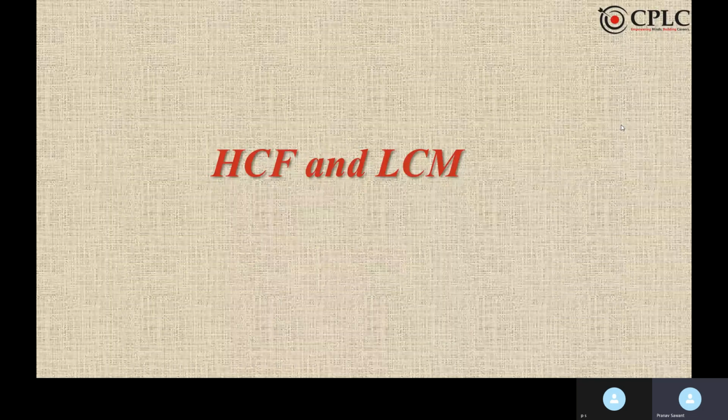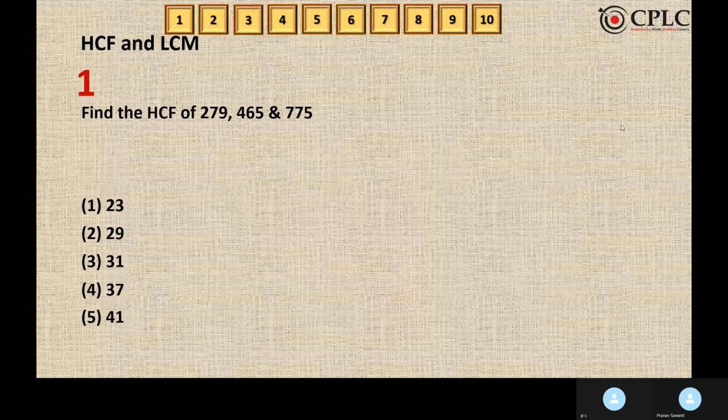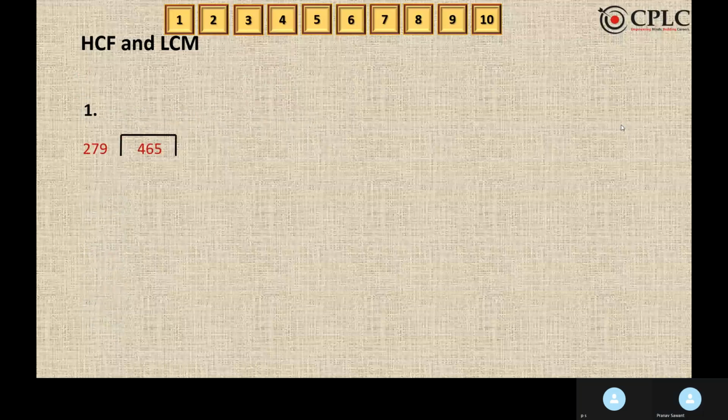Hi guys, so today we are going to solve some questions on the concept of HCF and LCM. First question says find the HCF of 279, 465 and 775. Now we have to find HCF of these three numbers. So let's use division method.